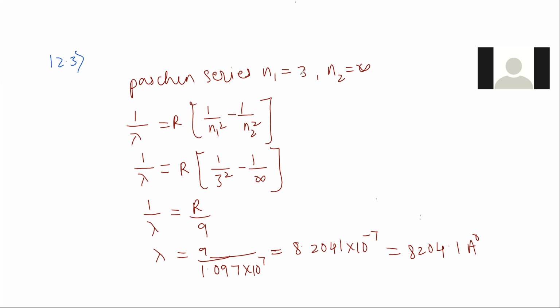So to summarize, for the Paschen series we took n1 is equal to 3 and n2 is equal to infinity, in 1 by lambda is equal to R in the bracket 1 by n1 square minus 1 by n2 square. With direct substitution, the lambda value we got is 8204.1 angstrom. So this is the solution for 12.3. Next we shall move to the next one, that is 12.4.